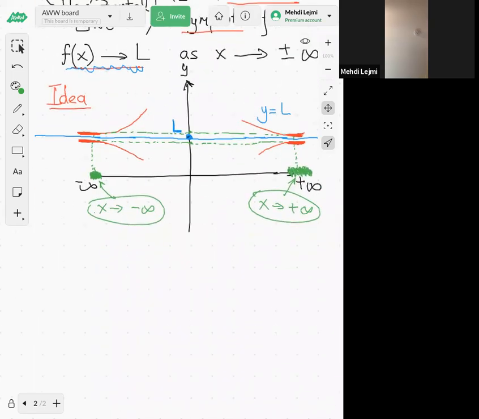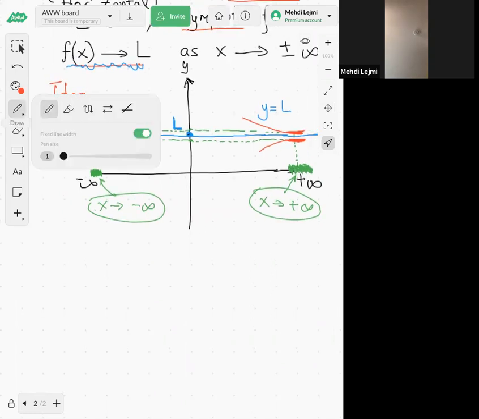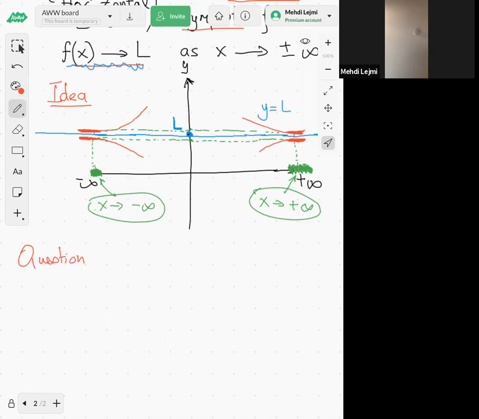So now the question is, how do we find a horizontal asymptote?